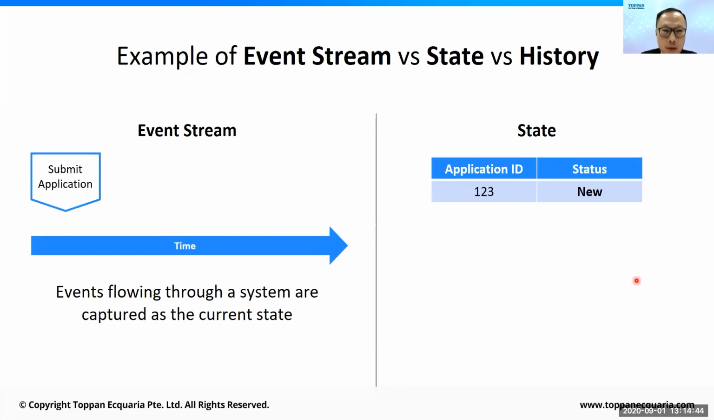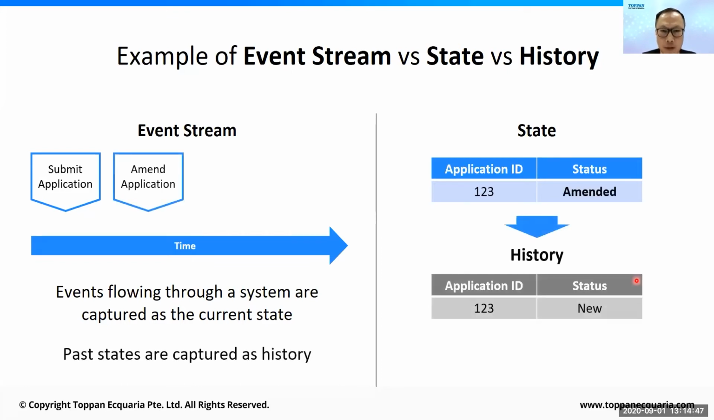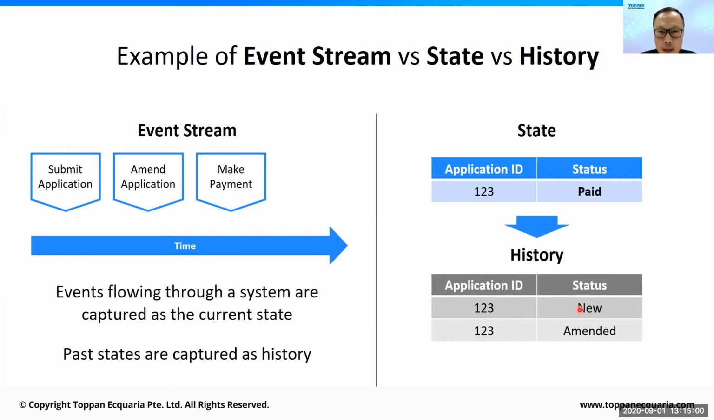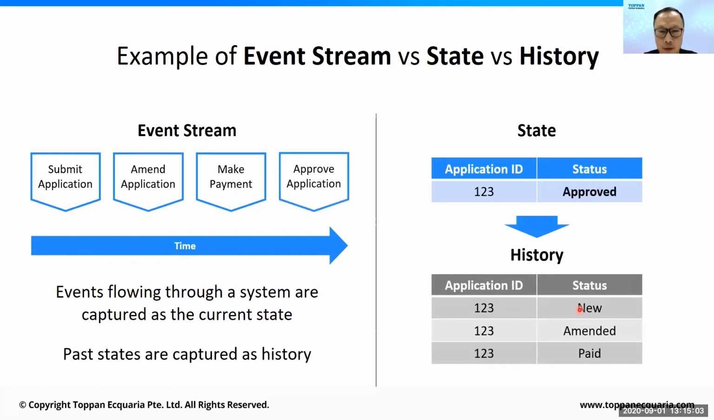And maybe sometime down the road, the application is amended. So the state changes to amended. So now the previous status gets pushed into history. And it keeps going on. So every time you just keep track of the most recent state, and the rest gets pushed down to history. And the history is actually the stream of events that goes through your system, but it's often discarded as it's just a history that we don't typically work on. So that's how we build current systems.